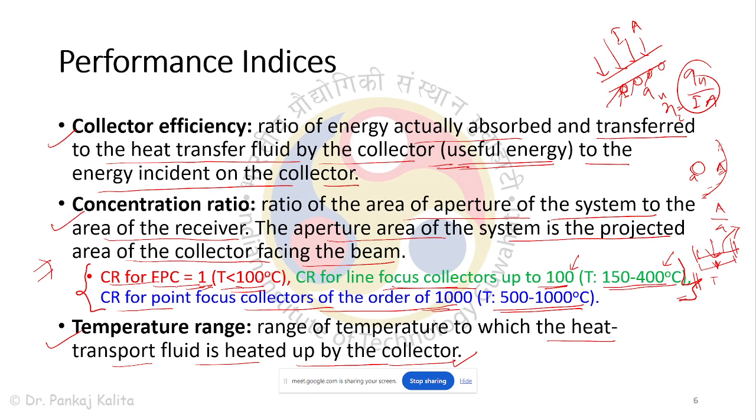If we were talking about line focus, then the concentration ratio can reach up to 100, so the temperature is around 150 to 400 degrees Celsius, and for point focus it is of the order of 1000. So 500 to 1000 degrees Celsius can also be achieved by these concentrating type collectors, right? These high temperature applications are used in some thermochemical processes also. Some endothermic reactions can be driven by the heat from the incoming solar radiation with the help of these solar collectors. Now the temperature range is the range of temperature to which the heat transfer fluid is heated by the collector.